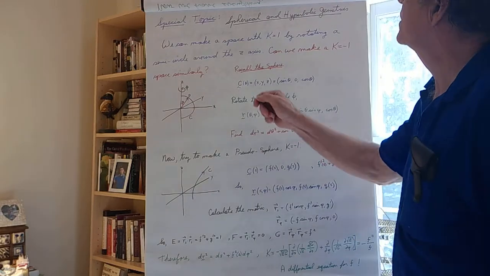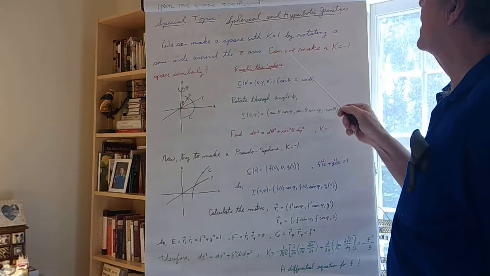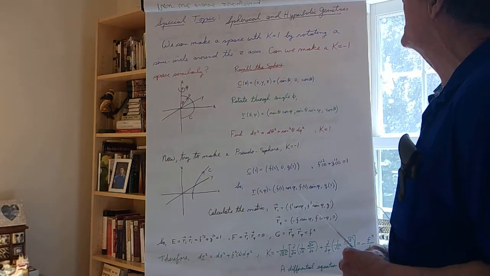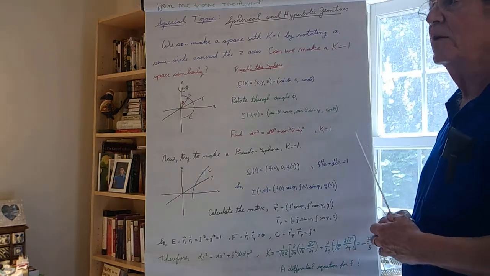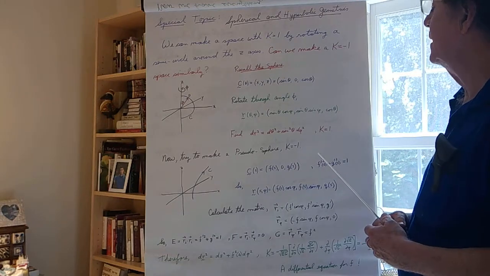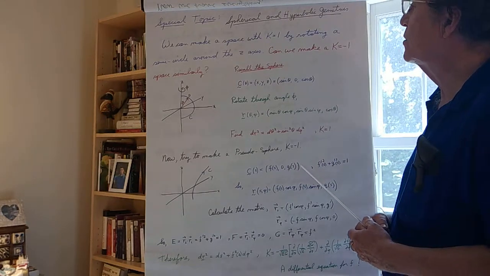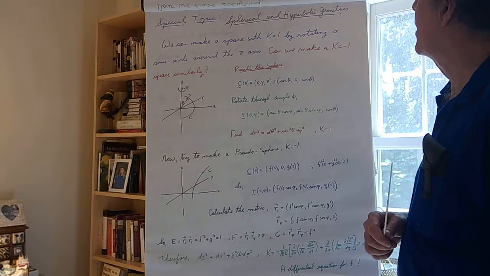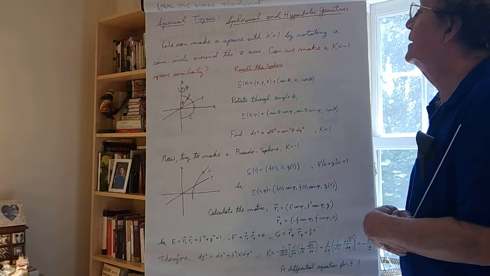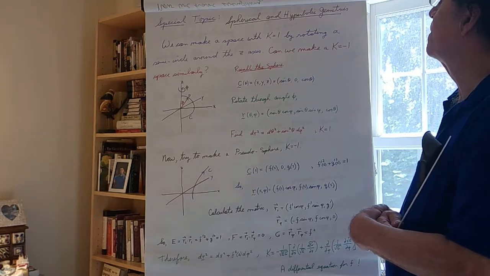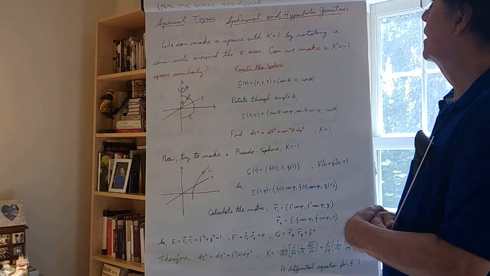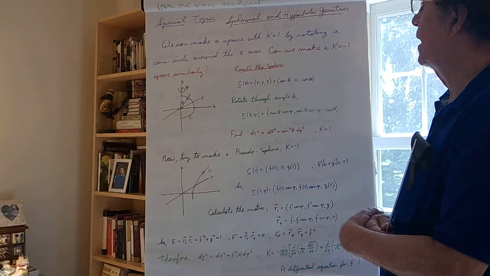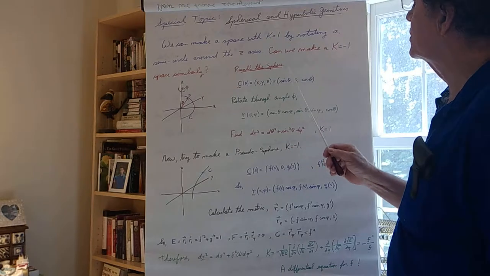Okay, so let's remember. We can make a space with k equals 1, for example, by rotating a semicircle around the z-axis. We studied surfaces of revolution before, and let's just think about the sphere in that context. That brings up the question: if I can do that and make a space with a positive Gaussian curvature, can I make a space with a negative Gaussian curvature as well? So, let's recall the sphere.